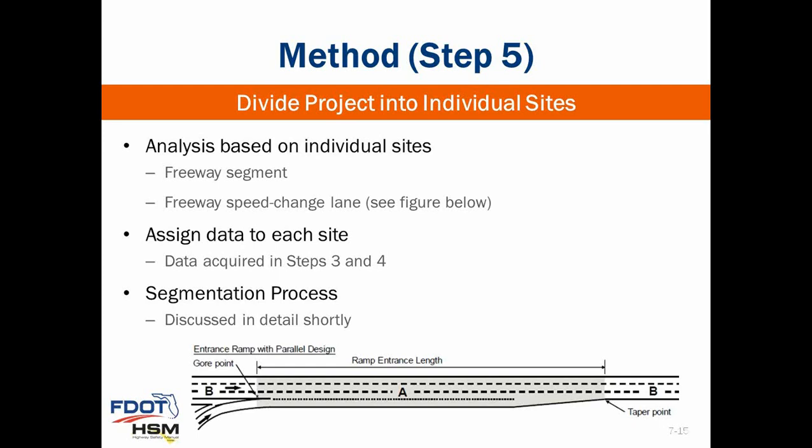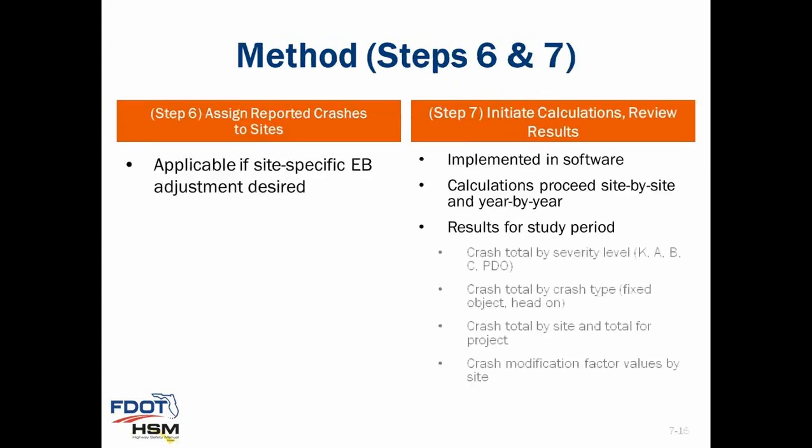Next up is step 6. For this step, we assign reported crashes to the individual sites based on crash location. This step is applicable only if the EB adjustment is being applied on a site-by-site basis. Otherwise, we can skip this step.